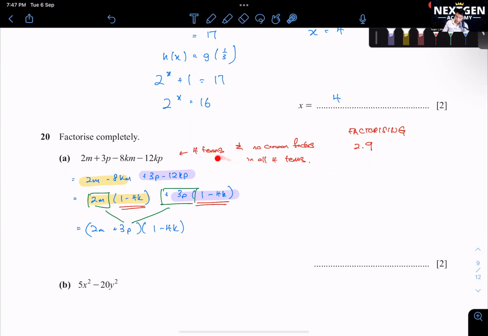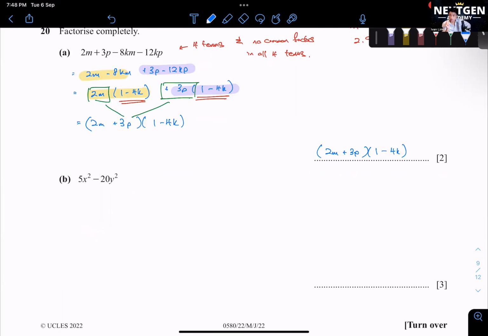This is also a very, very specific form of factorizing. Okay, just a recap, when do you use it? When it's 4 terms and then there's no common factors in all the 4 terms. Okay, so you get 2m plus 3p, 1 minus 4k. Okay, have you all seen this kind of factorizing before? They like to ask this specific type of question, okay, on factorizing.